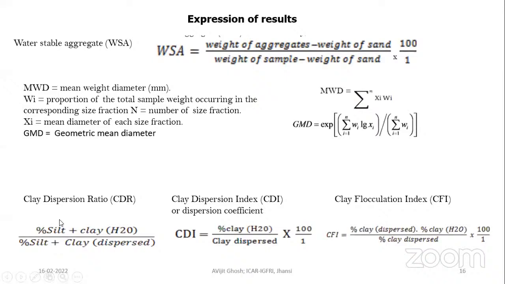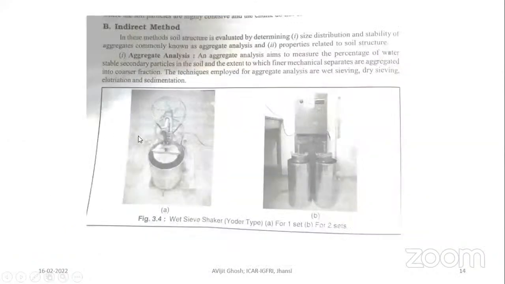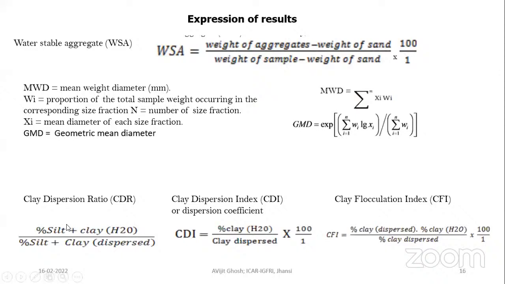Now, what is done in clay dispersion index? We take a soil mass. It is dispersed first in water, and then dispersed through sieve analysis. The percent of silt and clay obtained in the water dispersion medium, and the percent of silt and clay obtained in aggregate analysis, are measured, and the ratio is called the clay dispersion index.